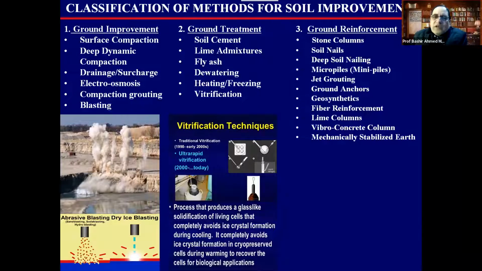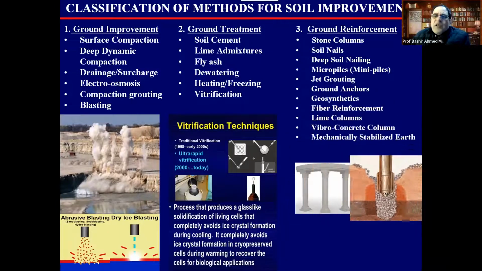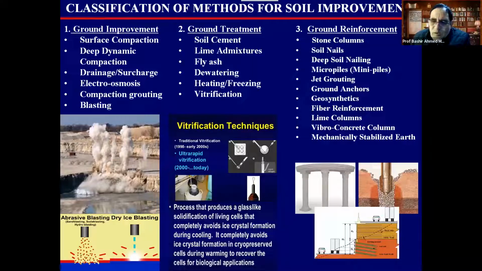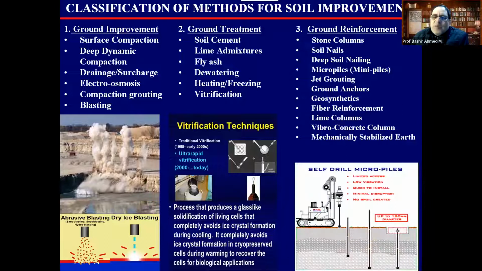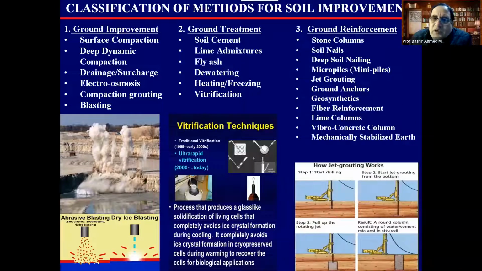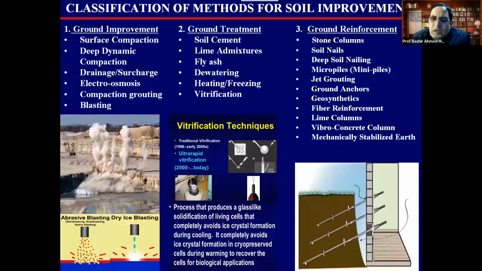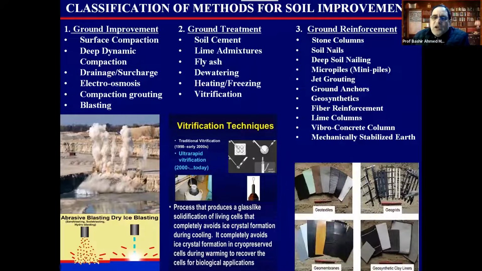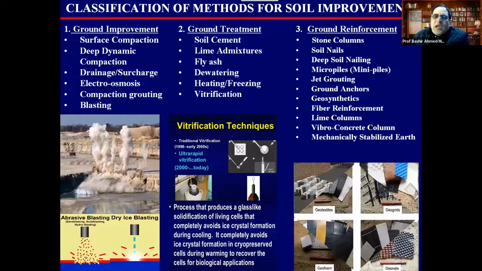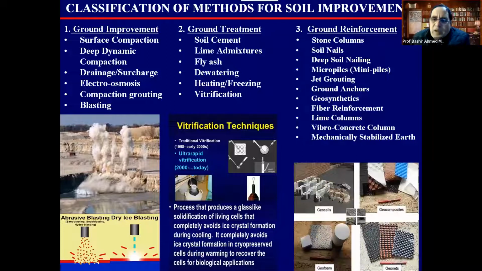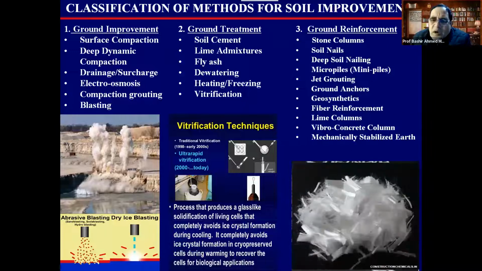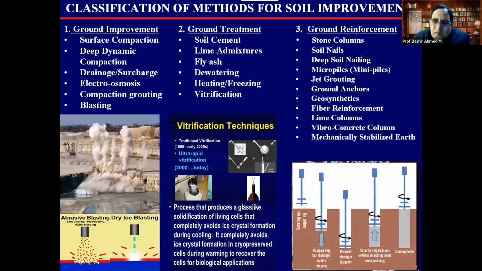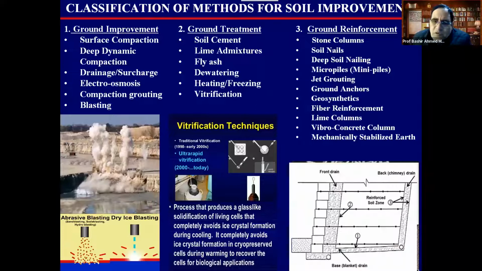Now, the third one we classify as ground improvement by reinforcement. Likewise, a very traditional one is the stone column, very interesting. We have soil nails, and deep soil nailing. We have micropiles, a very interesting topic. We have jet grouting. Then we have the family of geosynthetics for various purposes, of different types: geomembrane, geotextiles, and fiber reinforcement, which is the budding topic now. Most of the people are working on it. Lime columns, reinforced concrete, and mechanically stabilized earth are very old techniques we can use for the modification.